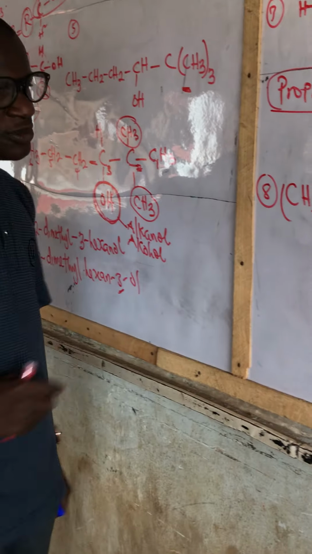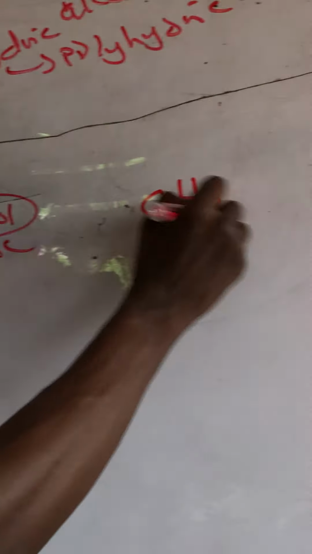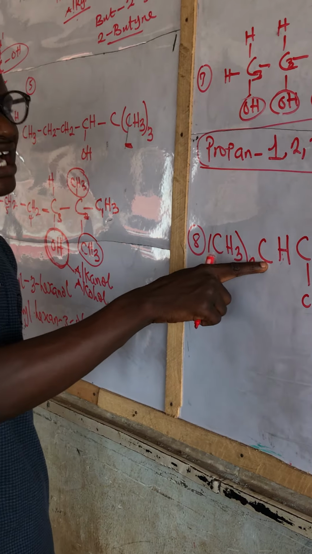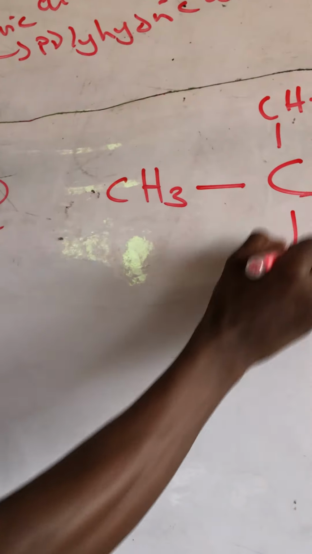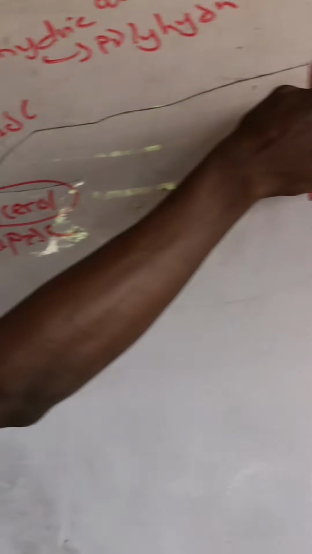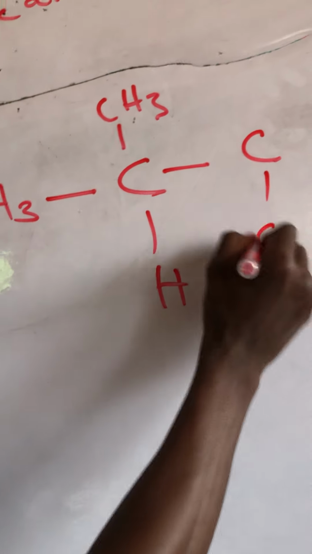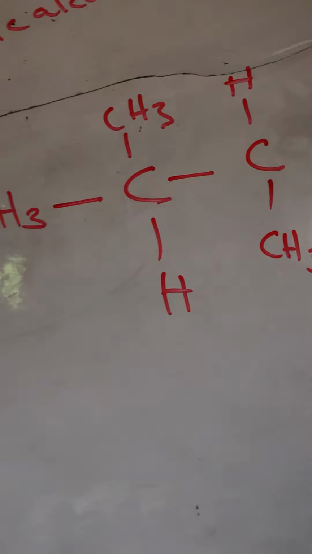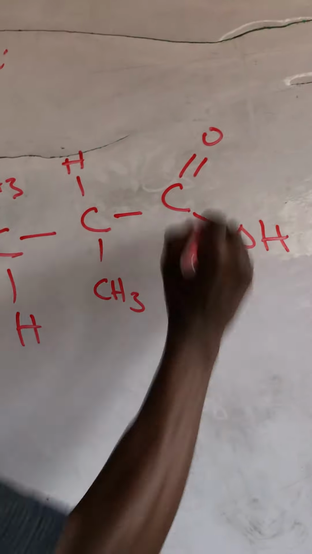Now, we come to the last question on this segment. We have CH3. We have two CH3 that is attached to this carbon. Let's say this is the C. We have the second CH3, we have this H. Now, look at this. CH3 is how many? Two. This is one of it, and this is the second one. This is the carbon, and it's attached to what? H. This is the H. We now have again C. We have CH3. We have H. Now, you see, it's bonded to C, double bond to O, single bond to OH.